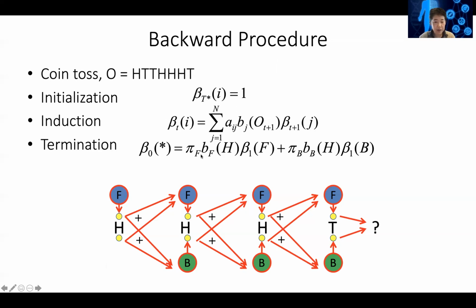Yeah, sorry, this is the one. From the fair coin, I have to emit a head. And then I inherit this number to get every coin flip after. Alternatively, I could initially be picking the biased coin. That's the initial probability, and then emit the head from the biased coin, and then inherit this beta number to get all the coin flips after. And I sum them up together. And that will be the end of my backward procedure.